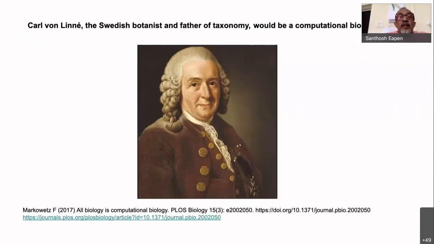We should say that this is Carl Linnaeus, the famous botanist, who started systematics and taxonomy in botany, and we should consider him as one of the earliest computational biologists, because he tried to bring a lot of order to the vague, randomly scattered data in the field of botany. That's why we call him the father of systematics.